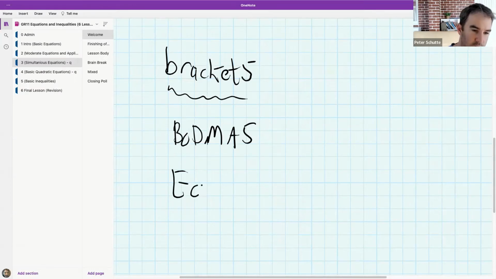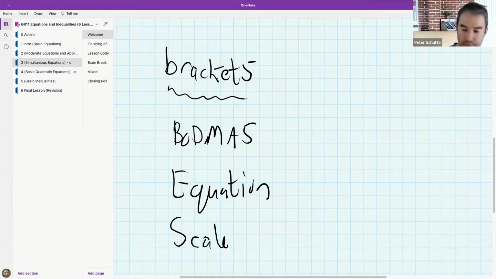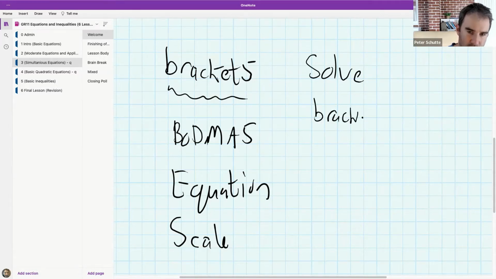I remember the word equation, and I remember the word scale from last week, and I remember words like recipe or operation. So basically, at the end of last week, we were learning how to solve equations, and we were dealing with equations with brackets and, you know, basically variables on both sides.